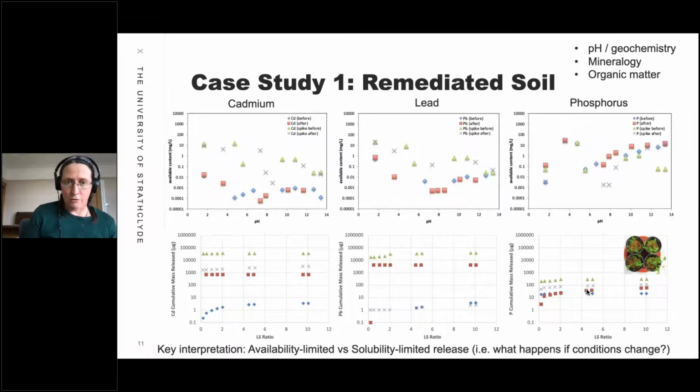The key thing to take away from all of these interpretations is whether you're dealing with availability limited conditions or solubility limited conditions. Availability limited means that it's not going to change as your conditions change. You're limited by mass transfer, what's going to come out into your surrounding material. Where solubility, it's very much tied to pH and other conditions. If you change your conditions a little bit, you could increase your release. Phosphorus is a very good example of solubility limited release, where it is very much dependent on the solubility in the native conditions that you have, and that here is a benefit.